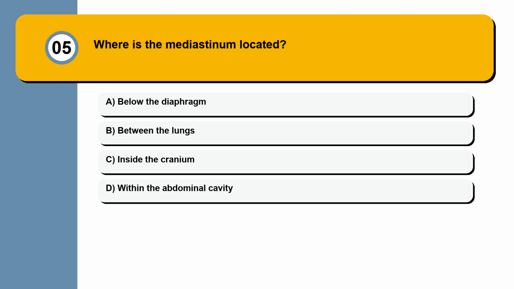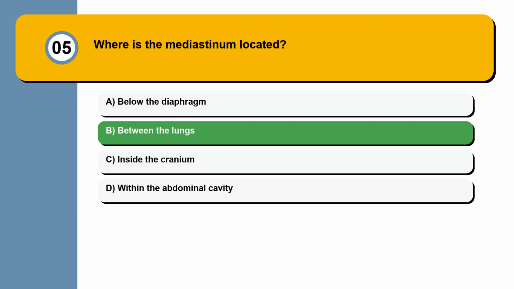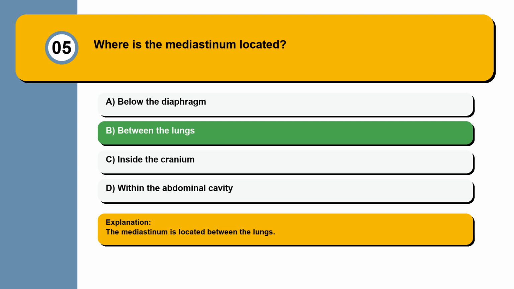Question 5. Where is the mediastinum located? Below the diaphragm, between the lungs, inside the cranium, within the abdominal cavity. The mediastinum is located between the lungs.